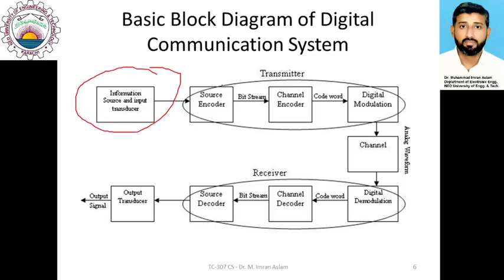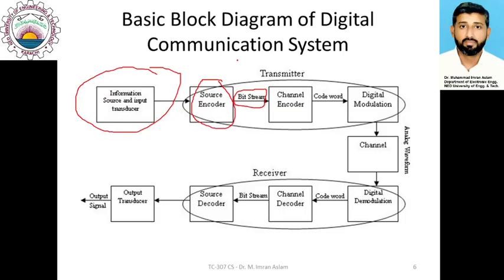Secondly, we use a source encoder. What is a source encoder? A source encoder encodes your information in binary digits, or bits. So it generates bits to represent your information. Actually, the source encoder tries to generate bits in such a way that the number of bits used to represent the information is minimized.